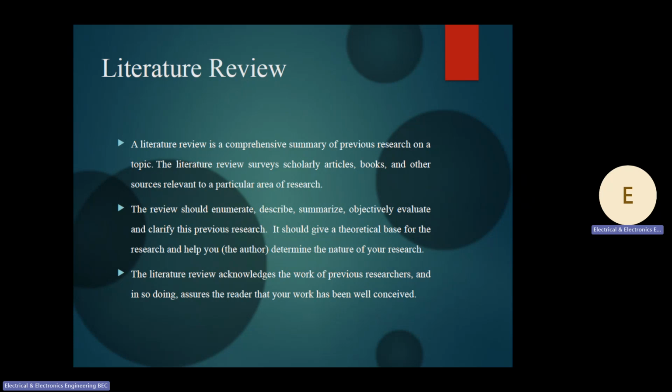After that review paper, your paper can be converted to a scientific paper. That work can be extended.